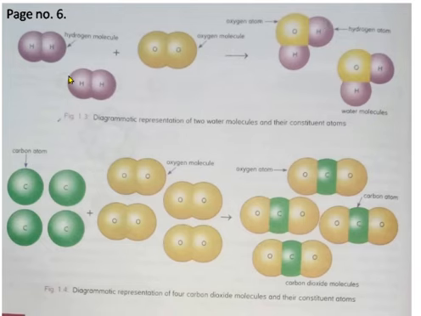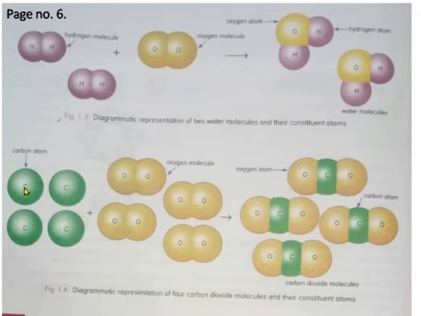Similarly, another molecule of hydrogen will combine with another atom of the same oxygen molecule and it will form another molecule of water. In this way, water molecules are formed. The second figure is showing how carbon dioxide molecules are formed.